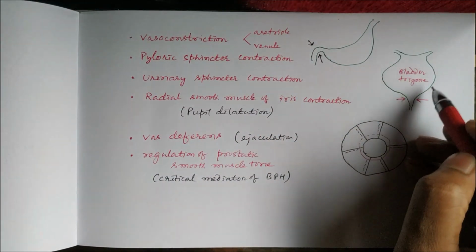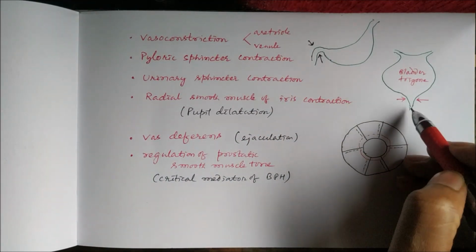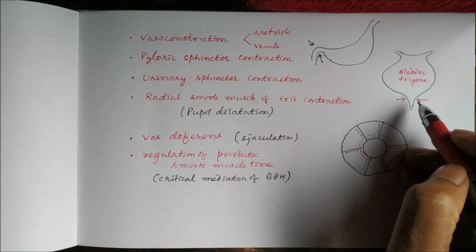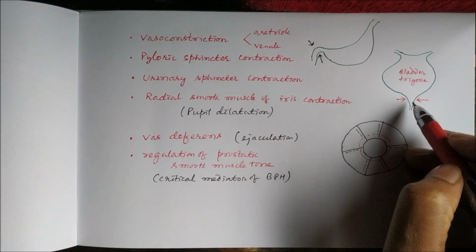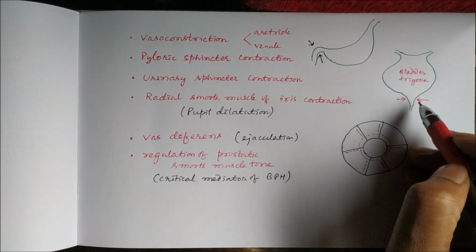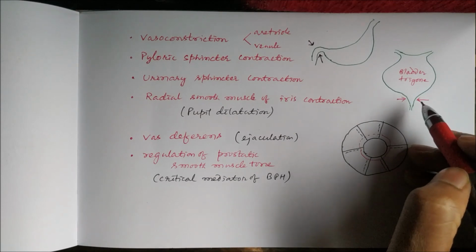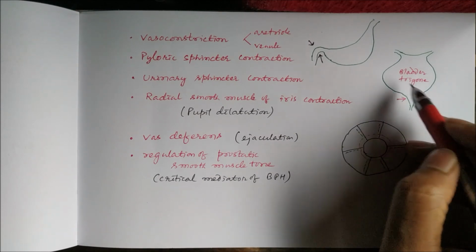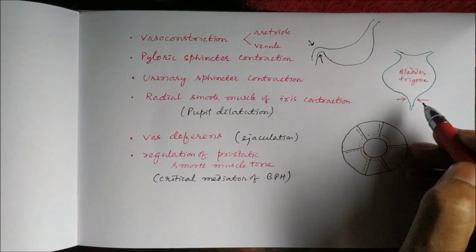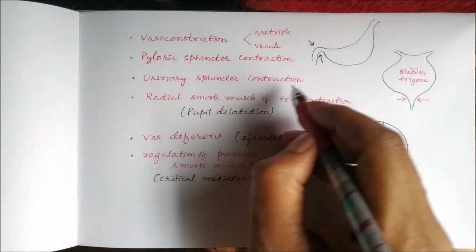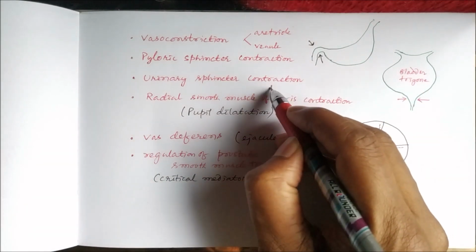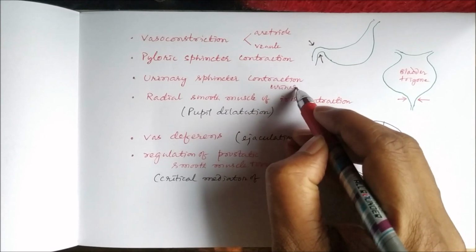Then in the urinary bladder, the bladder trigone and the sphincter muscle, which is smooth muscle, there is alpha 1 receptor. So urinary sphincter contraction will prevent micturition. It will cause urinary retention because of contraction of the urinary sphincter. So urinary retention results here.